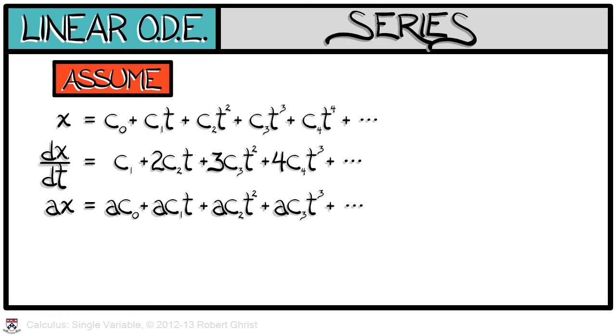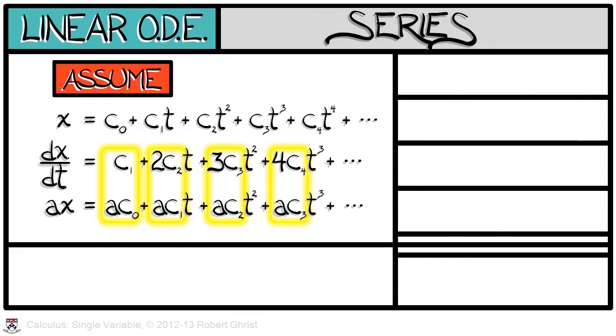Now, here is the important step. If we have two series that are equal, then their coefficients in front of the various terms must also be equal. And now we can work one step at a time. The constant terms, equating them, tell us that c1 is equal to a times c0. Well, that's good. If we knew c0, we would know c1.